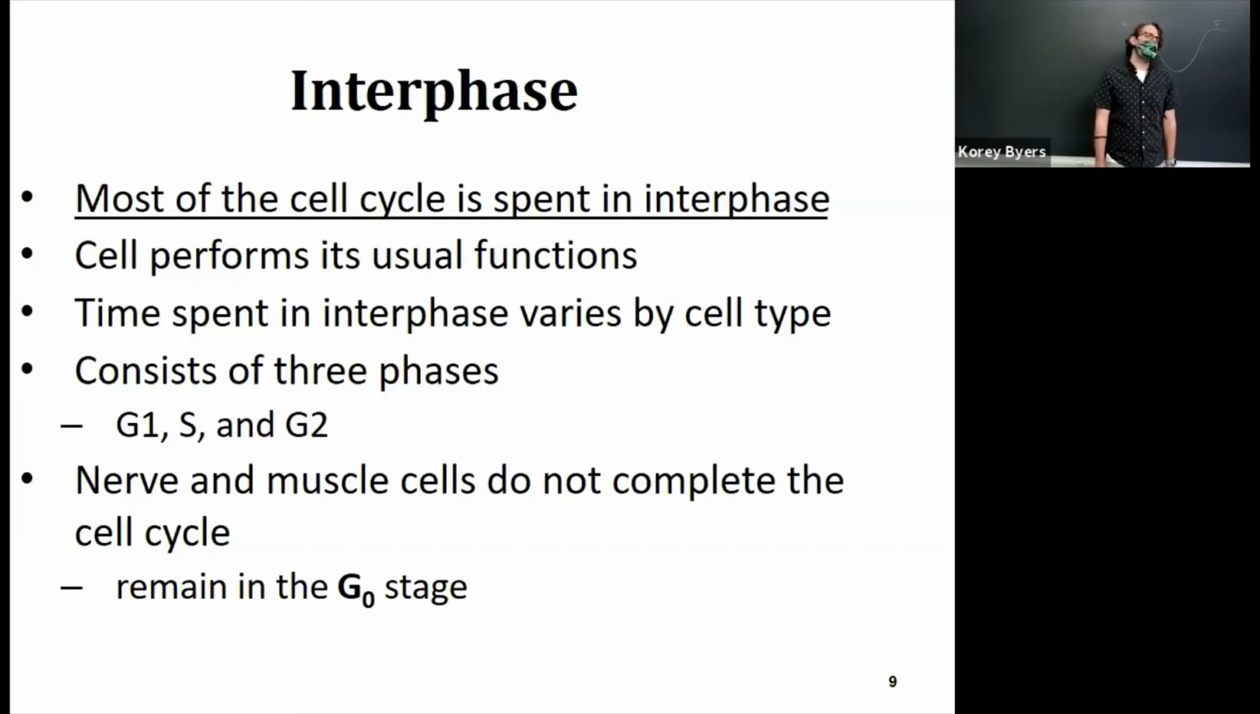We can separate it into three different phases or stages, things we call G1, S, and G2. G stands for gap, but I think of it as growth to help me memorize it, but it stands for gap, gap 1 and gap 2. But if you think G growth, that might help you remember what the cell is doing. And S stands for synthesis.